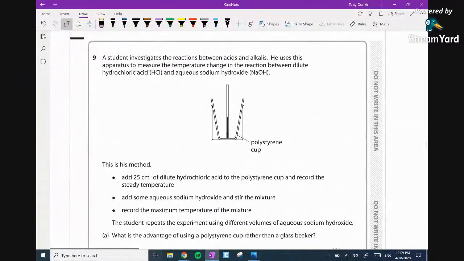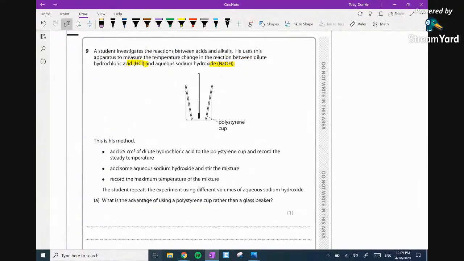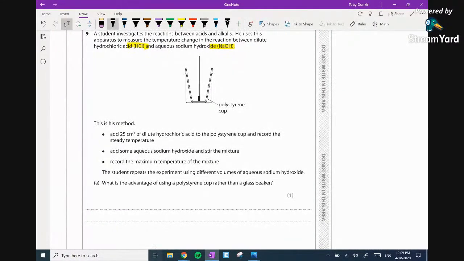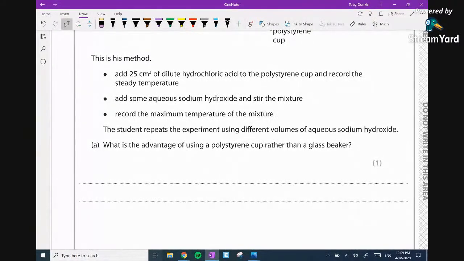Okay, nice bit of internal calorimetry. So they're doing an acid-base reaction. So they're reacting hydrochloric acid with sodium hydroxide, and they're going to measure the temperature change. It's probably going to be exothermic. Well, it will be. I know it actually will be. So we've got to remember to flip that sign at the end when we get there. What is the advantage of using a polystyrene cup rather than a glass beaker?